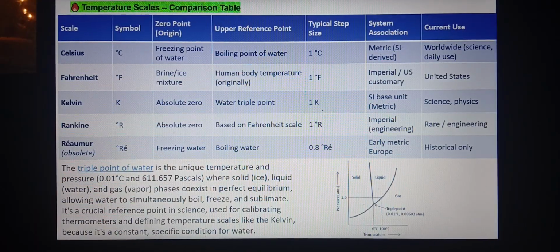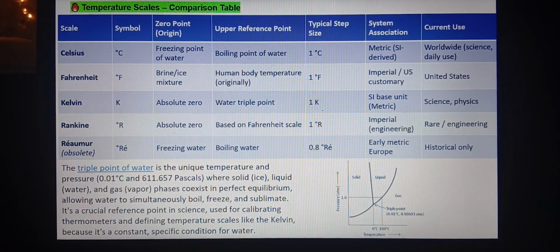The triple point of water is the unique temperature and pressure, 0.01 degrees C and 611.657 pascals, where solid ice, liquid water, and gas vapor phases coexist in perfect equilibrium, allowing water to simultaneously boil, freeze, and sublimate. It's a crucial reference point in science, used for calibrating thermometers and defining temperature scales like Kelvin, because it's a constant specific condition for water.